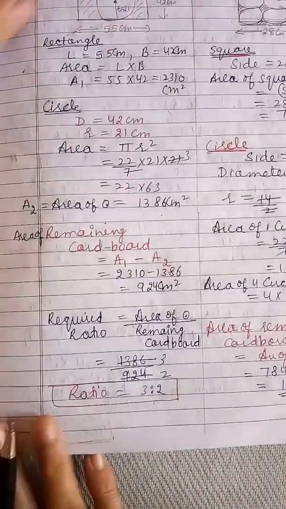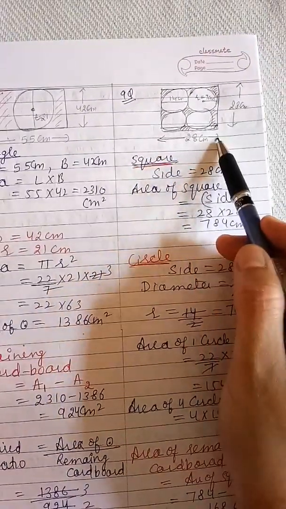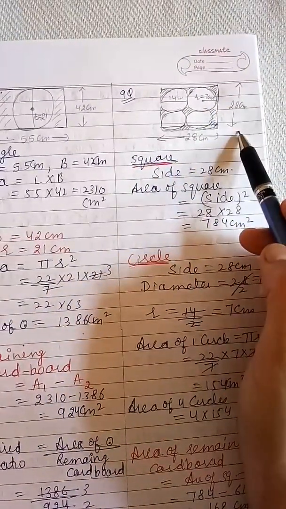So see the ninth question. The diagram is already given in the book. This is the diagram, and this is 28 centimeter. This is also 28. Why? Because it is a square, and all the sides are equal.